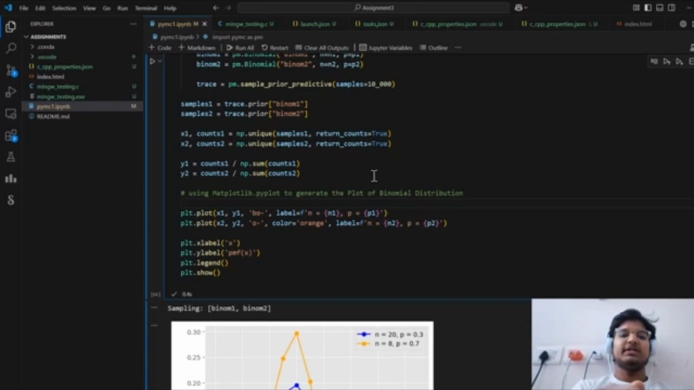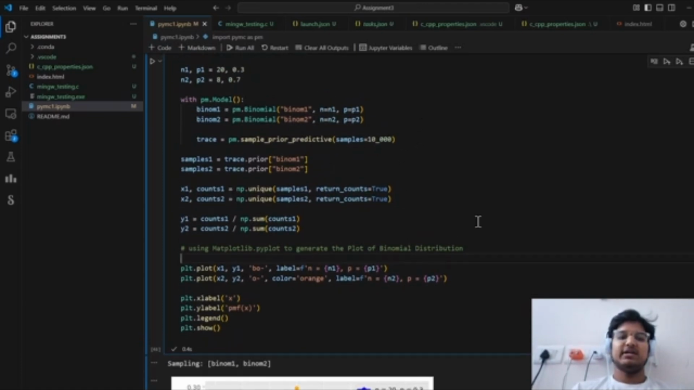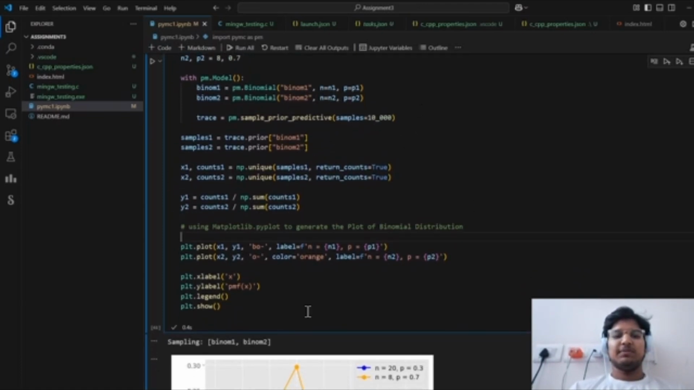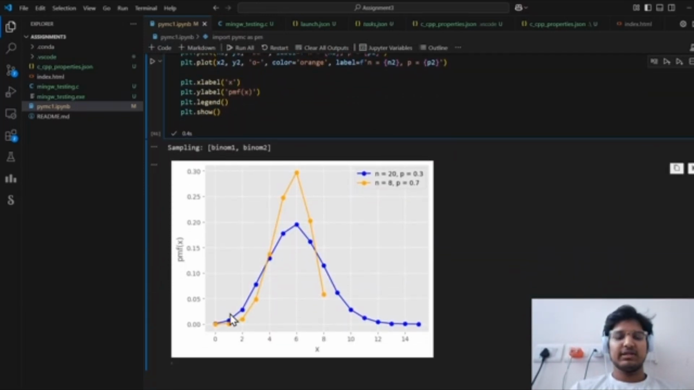Now y1 and y2 are the PMFs respectively, which are generated using relative frequency probability, the count of the particular success divided by the total sampling times. So the total sample space will be 10,000 here, and the count of that particular success will be generated by the sample here and taken here. So these are the PMFs, and we have used matplotlib to plot the distribution. So the distributions look like this. This is the second distribution, the yellow one, and this is the first distribution, the blue one.